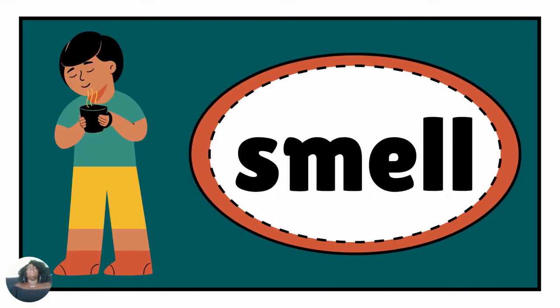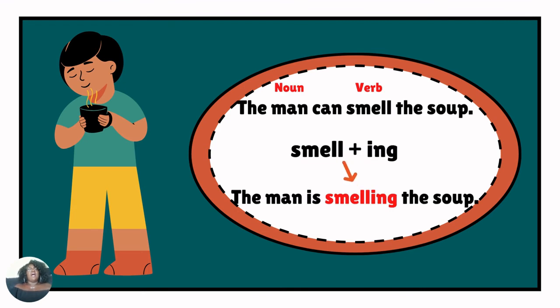Smell. The air smells good. Smell. Next slide. Our sentence: The man can smell the soup. Man is the noun. Smell is the verb. Smell plus ing becomes smelling. The man is smelling the soup. Good. Smelling is the action verb. There is a physical action. Next slide.